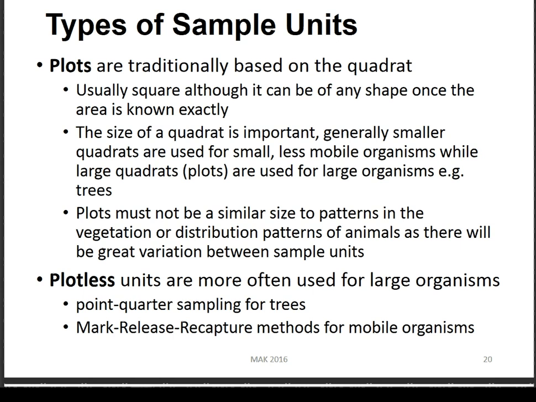So instead of a sampling unit being a plot with a defined area, with a plotless unit, the sample unit is a point, and then you measure the distance to the nearest trees, and using an algorithm you can work out the density of trees from those distances.